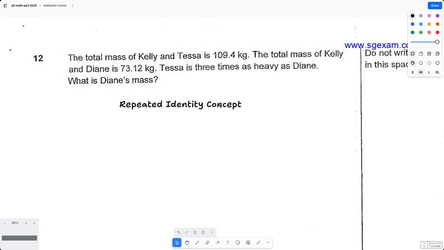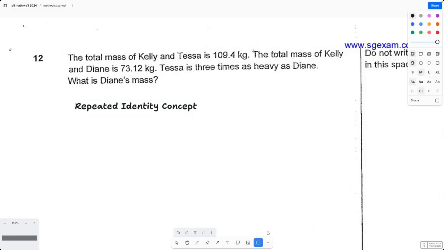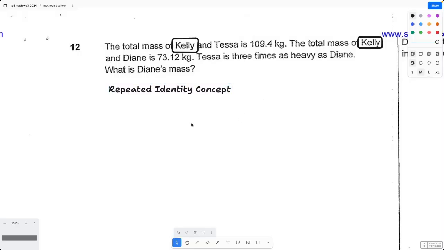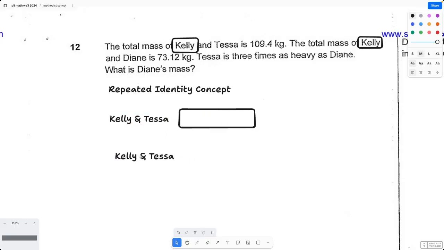How we know that is because we see the same name repeated twice. We have Kelly again, we have Kelly again. All right, so let's draw this out. Basically, Kelly and Tessa. And then we have Kelly and Diane.